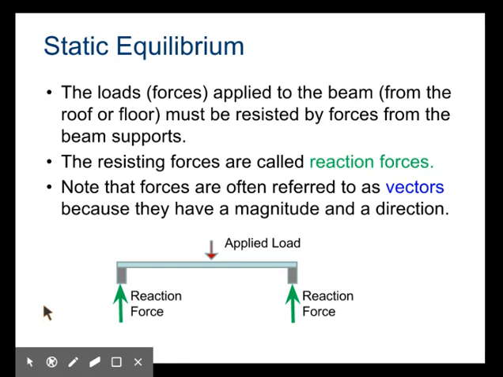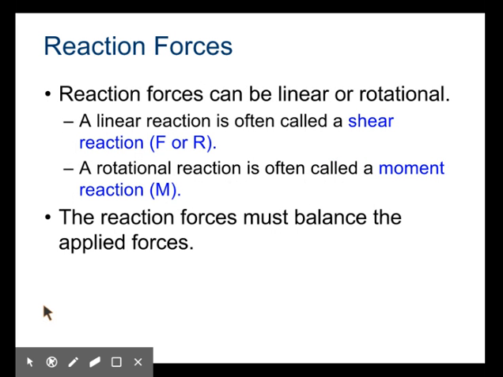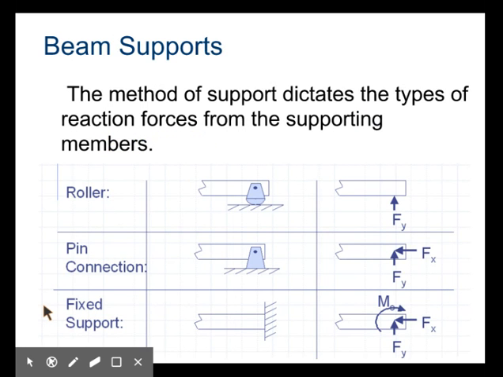They are vectors, so direction matters. They have a magnitude and direction. In these, the reaction forces we're going to look at, the supports we're going to look at, we have the shear reactions, which is a linear force. We also have a rotational reaction, called a moment reaction, a twisting or a torque, preventing something from spinning about an axis. So all of these forces have to balance out.